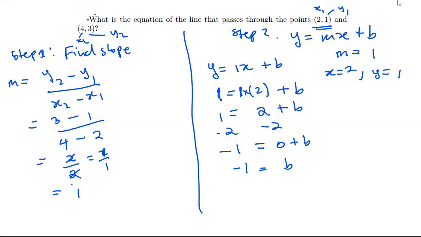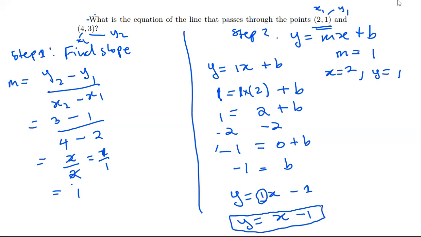Okay, so the equation for this line here is now y is equal to 1x minus 1, but we can just leave this 1 out and write y equals x minus 1 if we want to be neat, which I think is a good thing to be. Okay, cool. So I hope you guys are learning something from this.